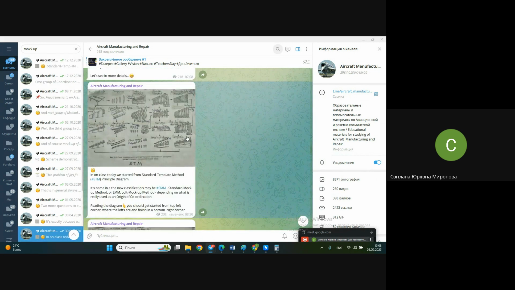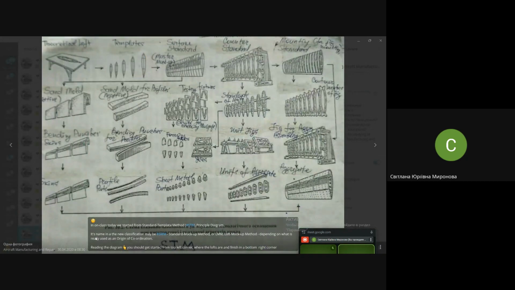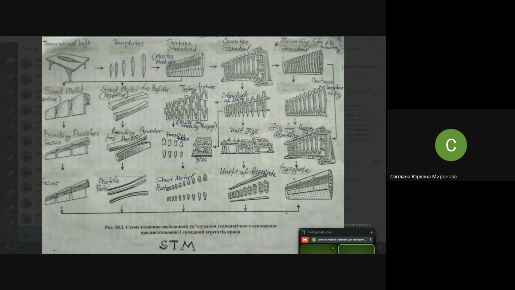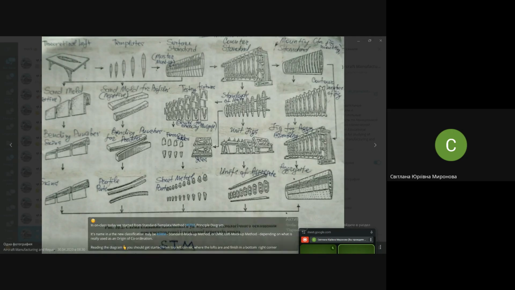But I meant to find something else. No, that is the so-called principal diagram of, what method? That is the loft template method. No, the standard template method. Yes, the standard template method. We have lofts.